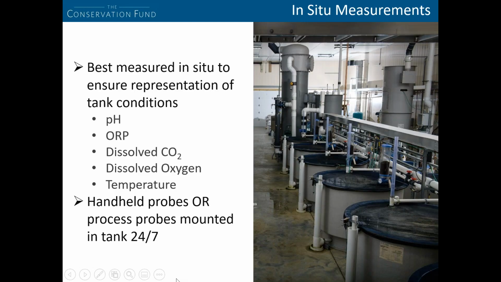So you'll get the most representative data if you measure pH, ORP, dissolved CO2, DO, and temperature in situ. Off-gassing and temperature changes during transport or holding periods can affect these measurements. Also, the parameters that require continuous measurements, like DO, are most easily measured with mounted process probes that collect data 24/7. But for the parameters that don't necessarily require continuous monitoring, like CO2, those parameters can be measured with handheld probes.